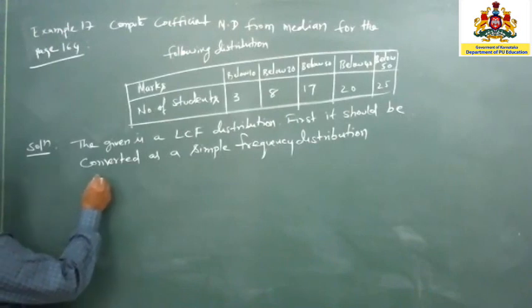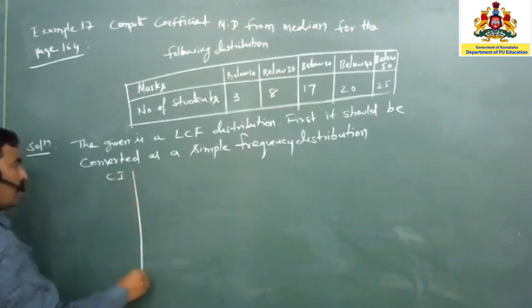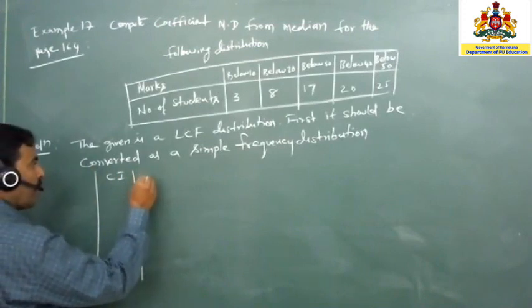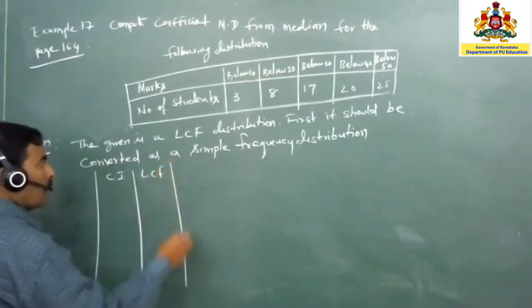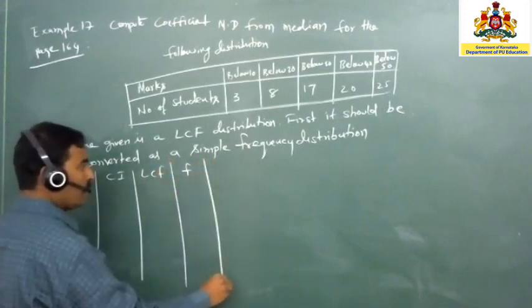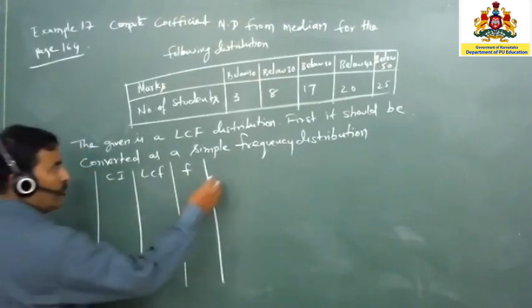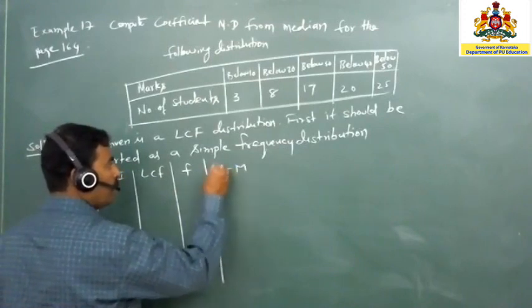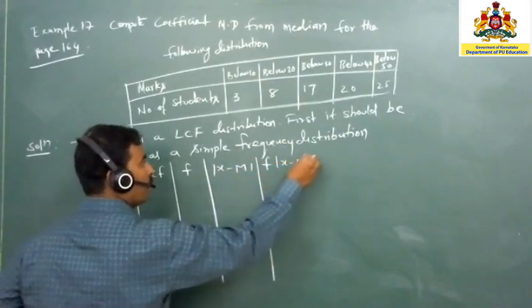For that, the first column is marks, written as class intervals, and the given values are LCF values, and we need frequencies from them. Then from this you can find the median. For mean deviation we need modulus of x minus m and f into modulus of x minus m.